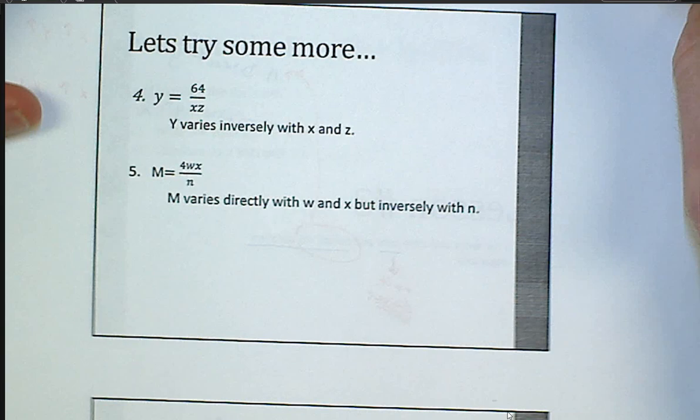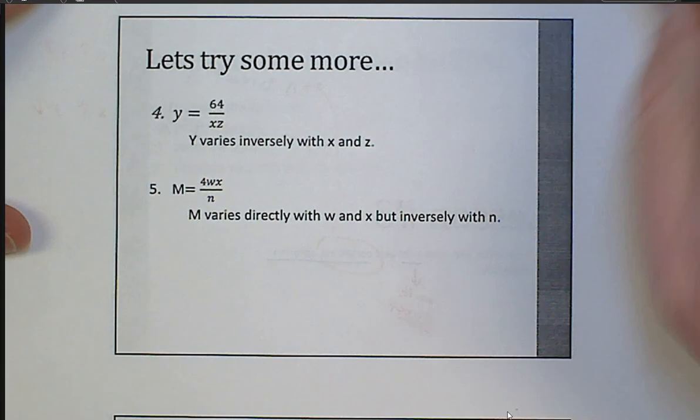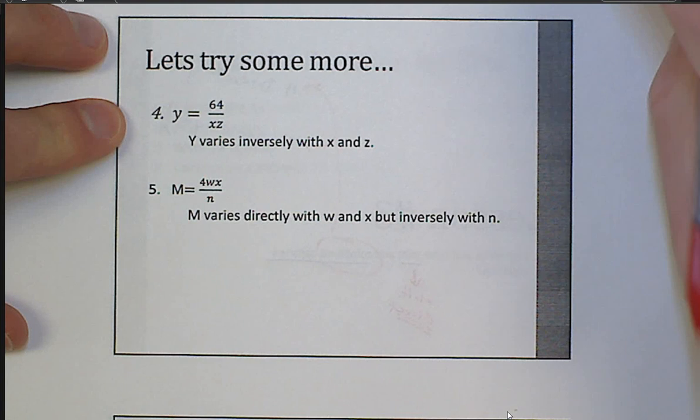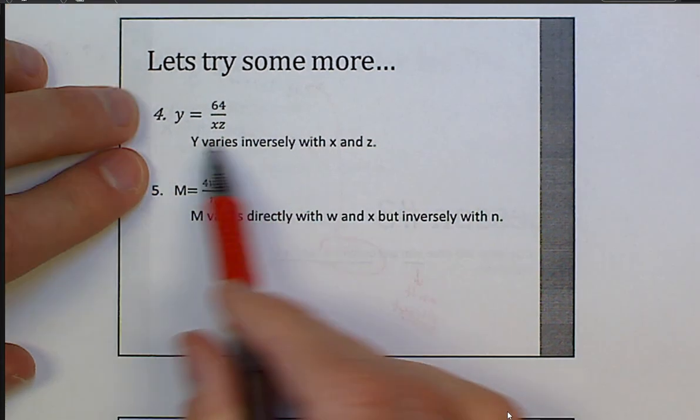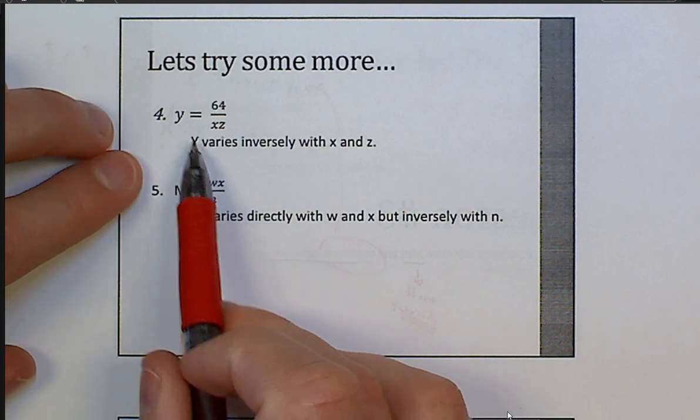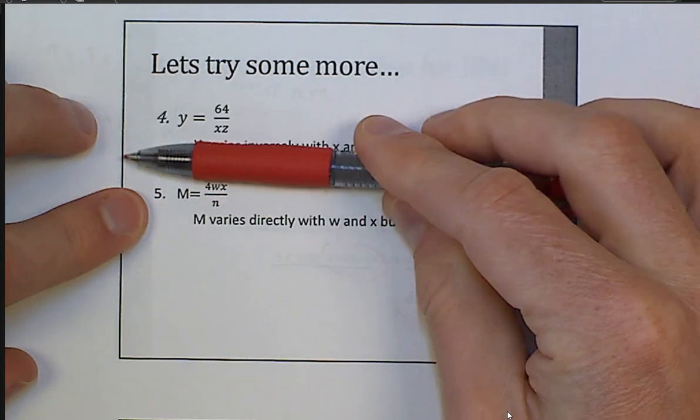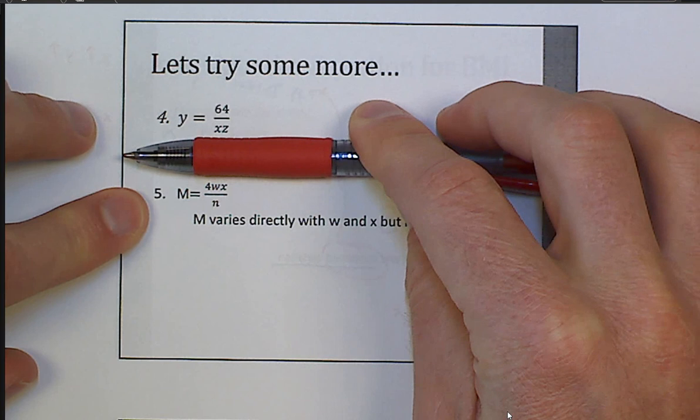And so now we're going to get into a couple examples that are maybe a little more difficult or challenging. Here's what we have. Number 4, again, I want you to think of it like this: I give you number 4's equation, and you have to write it out in words.